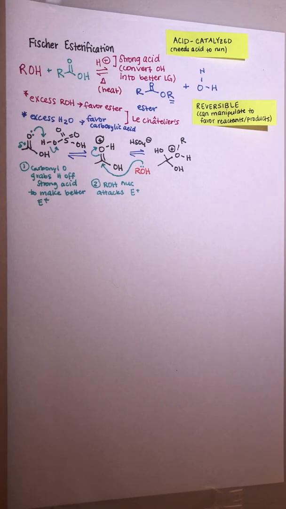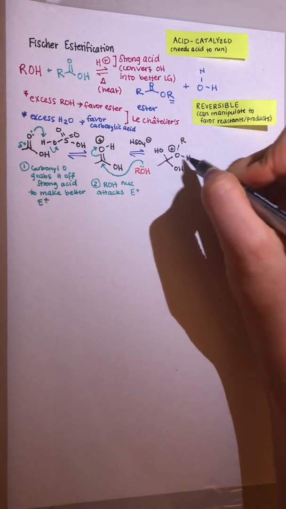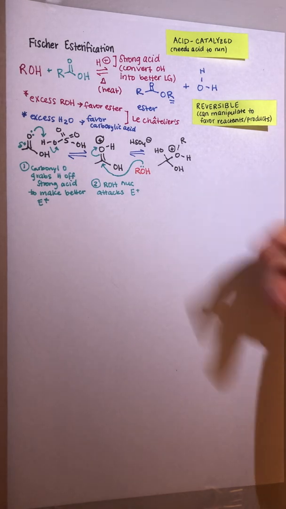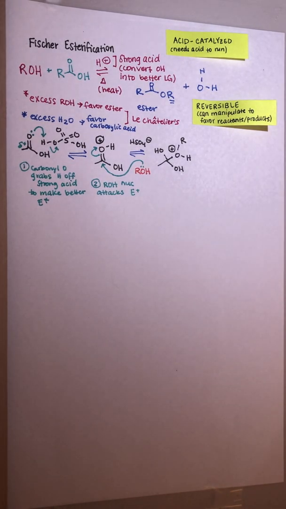Cool. So the next thing we need to do is get rid of this H, right? Because this is not the leaving group that we want. We just added it with nucleophilic attack. We don't want to get rid of this OR group. So what are we going to do? You need some kind of base to grab that.